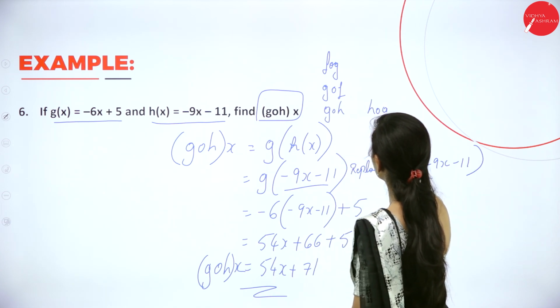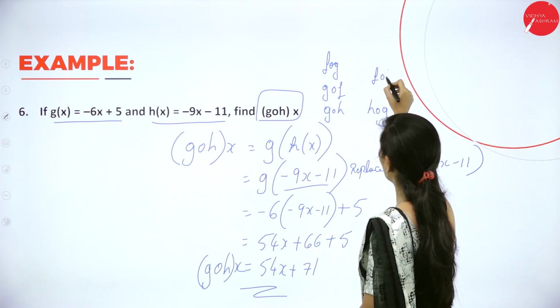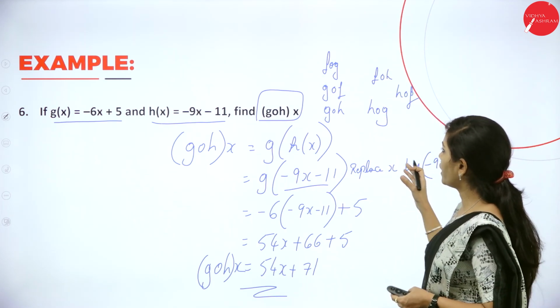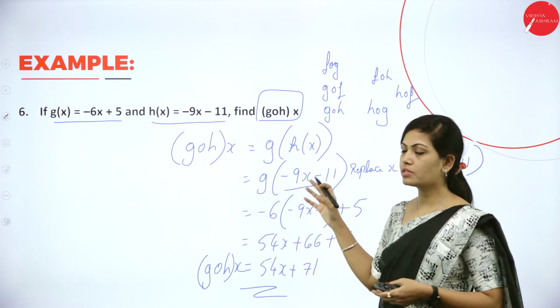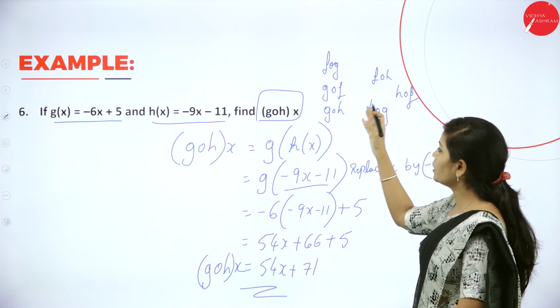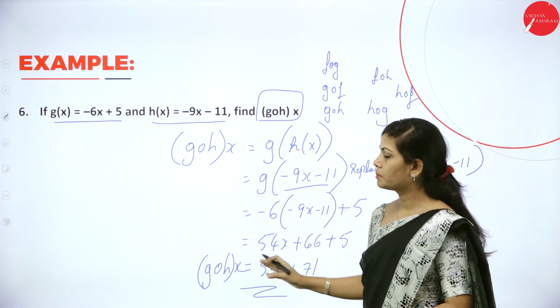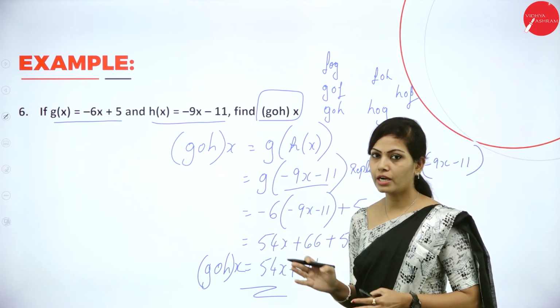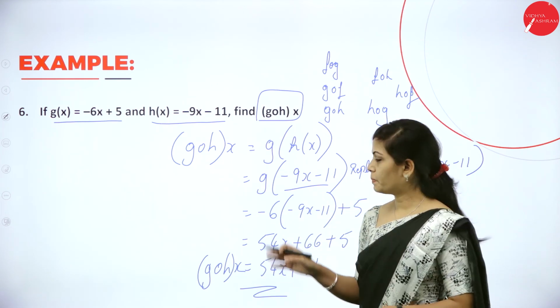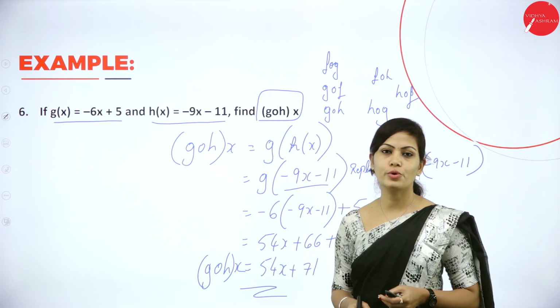This is the way you can find the functions called fog, gof, goh and hog, and foh and hof. You can find this type of function using this methodology. You can find any of this type using this method. So function is very simple. You need to understand the concept properly. Please use this method. Easily you can score in function.